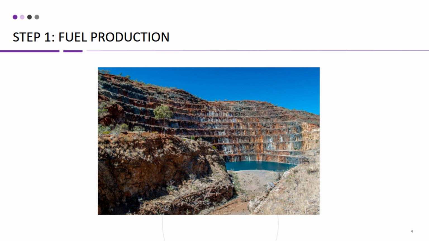The first step in the process of generating electricity from nuclear energy is fuel production. Nuclear fuel typically used in reactors is enriched uranium-235, which is produced from mined uranium ore. The uranium is extracted, processed, and then converted into small pellets that are loaded into fuel rods.